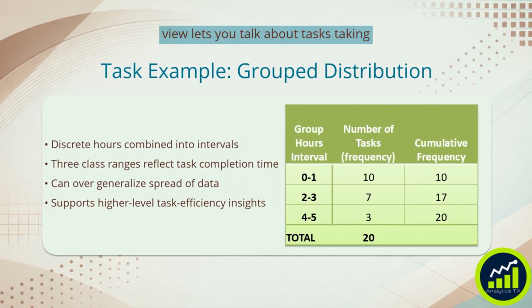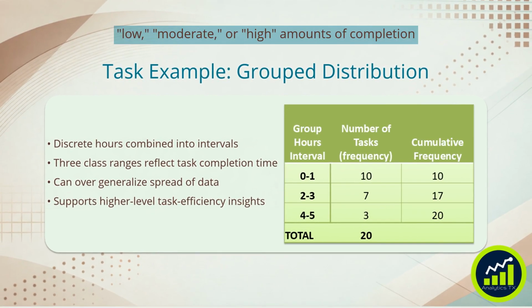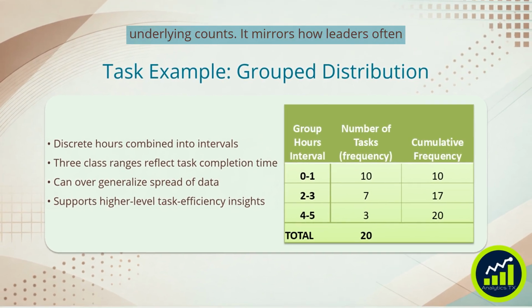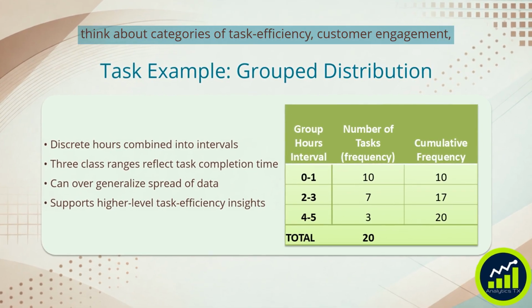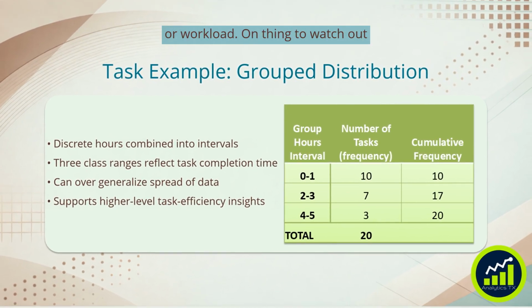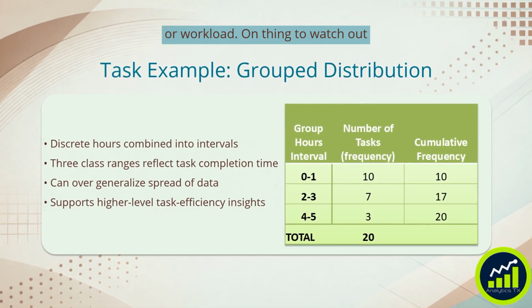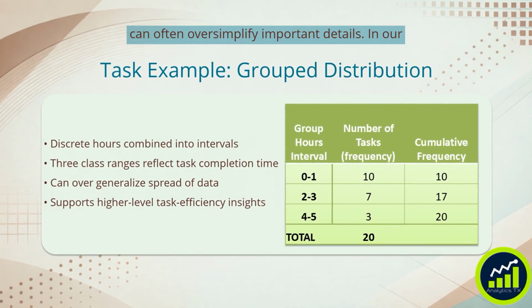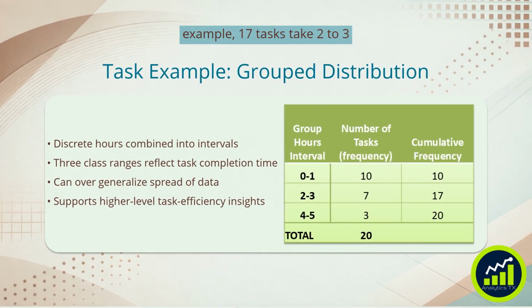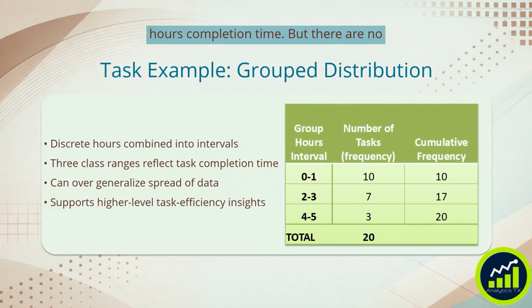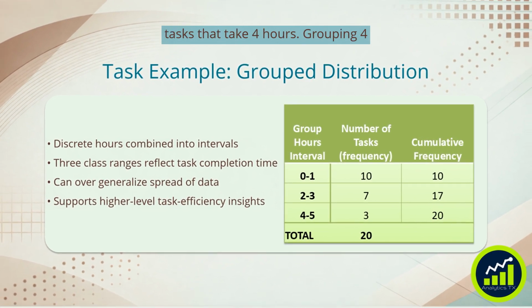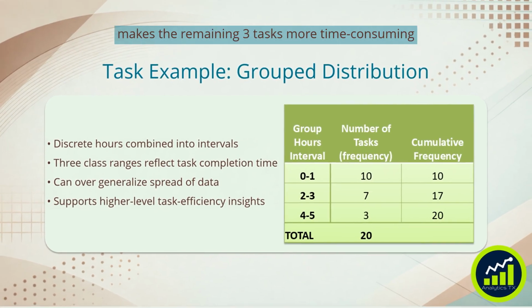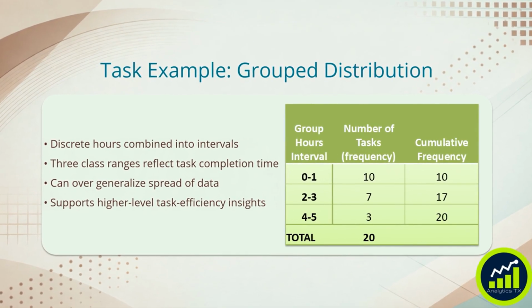This grouped view lets you talk about tasks taking low, moderate, or high amounts of completion time without losing the connection to the underlying counts. It mirrors how leaders often think about categories of task efficiency, customer engagement, or workload. One thing to watch out for is that grouping without clear goals can often oversimplify important details. In our example, 17 tasks take 2 to 3 hours completion time, but there are no tasks that take 4 hours. Grouping 4 and 5 together could potentially hide what makes the remaining 3 tasks more time-consuming than others.